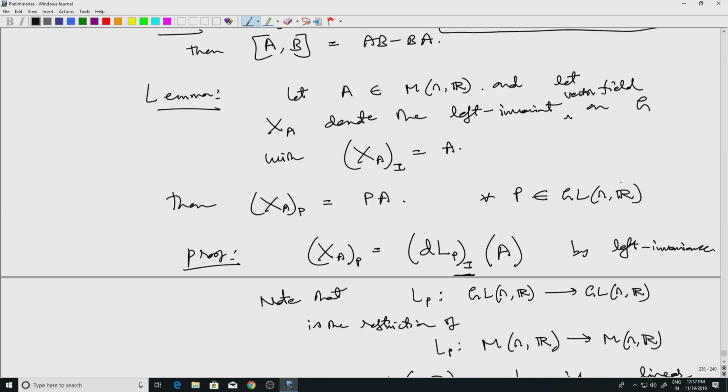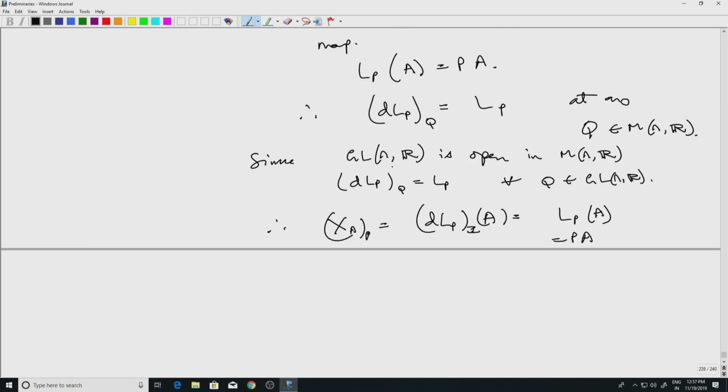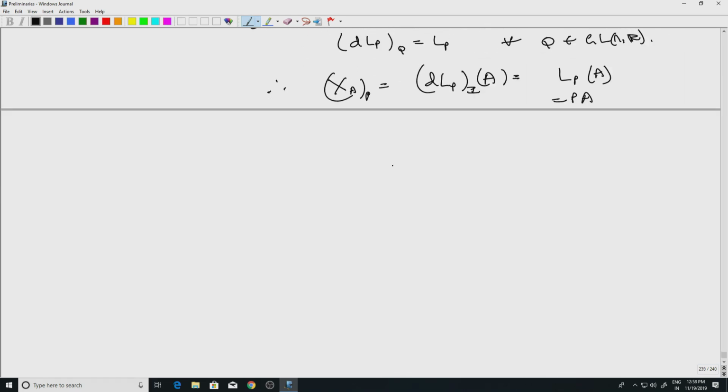And for that I started with this lemma which describes all left invariant vector fields on G. Namely, if you start with A in the tangent space at identity, then the left invariant vector field corresponding to A, which I denote by XA, is just given by its value at P is PA. And we did the computation of this. So now let's proceed with the main computations. Now let's come to the Lie bracket.